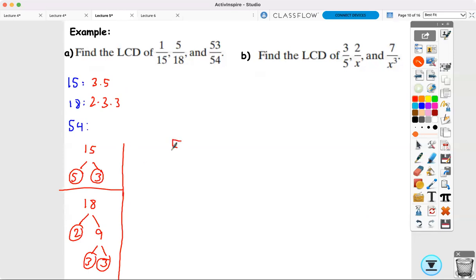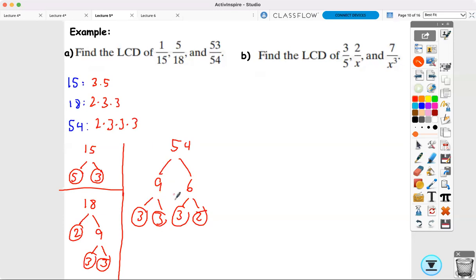Let's do 54. Help me out, guys. How would you break down 54? 9 times 6. Now, how would you break down 9? Oh, we already know that, 3 times 3. And how do we do 6? 3 times 2. Yep. And those are all the primes. 2 times 3 times 3 times 3.